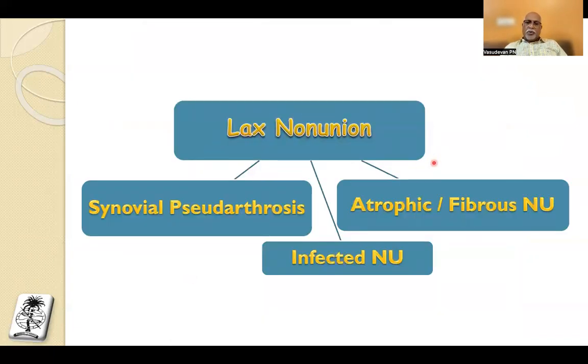Now coming to lax nonunions. So lax nonunion, we have three types. One is a synovial pseudarthrosis. This synovial pseudarthrosis is actually the final stage of a hypertrophic nonunion. Hypertrophic nonunion evolves either into a malunion or a synovial pseudarthrosis. And the other type is an atrophic nonunion or long fibrous nonunion. And the third one is an infected nonunion.